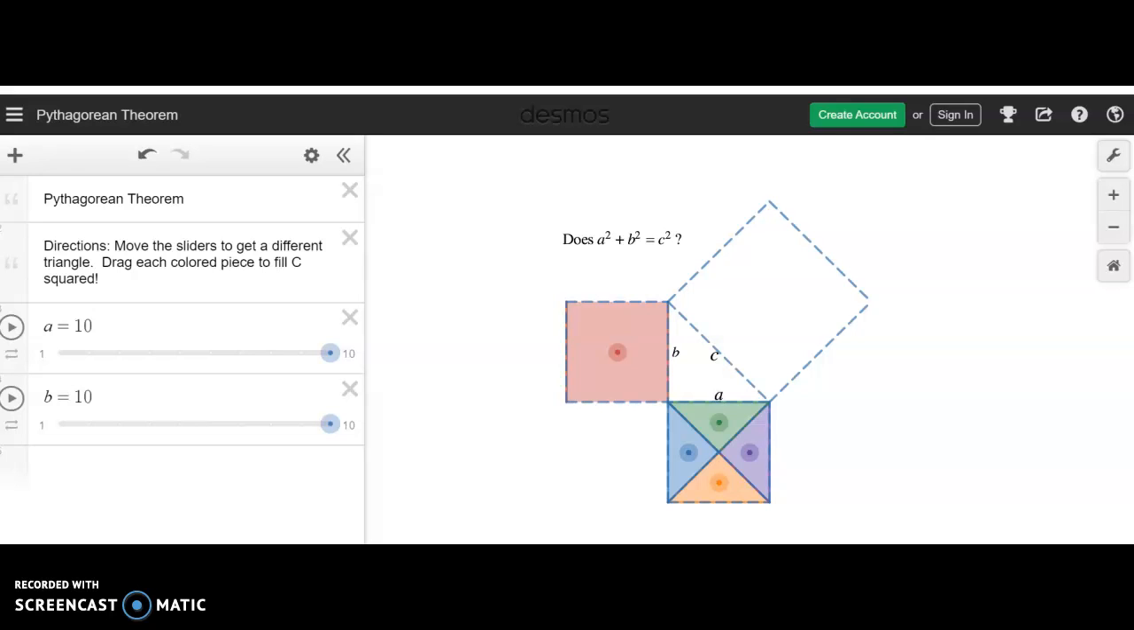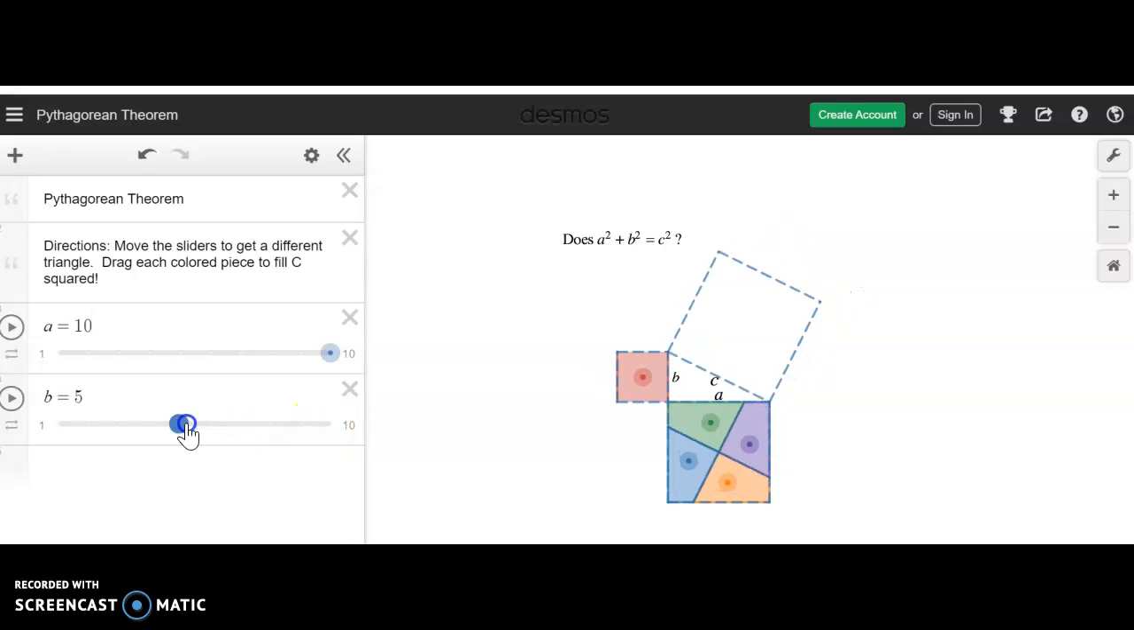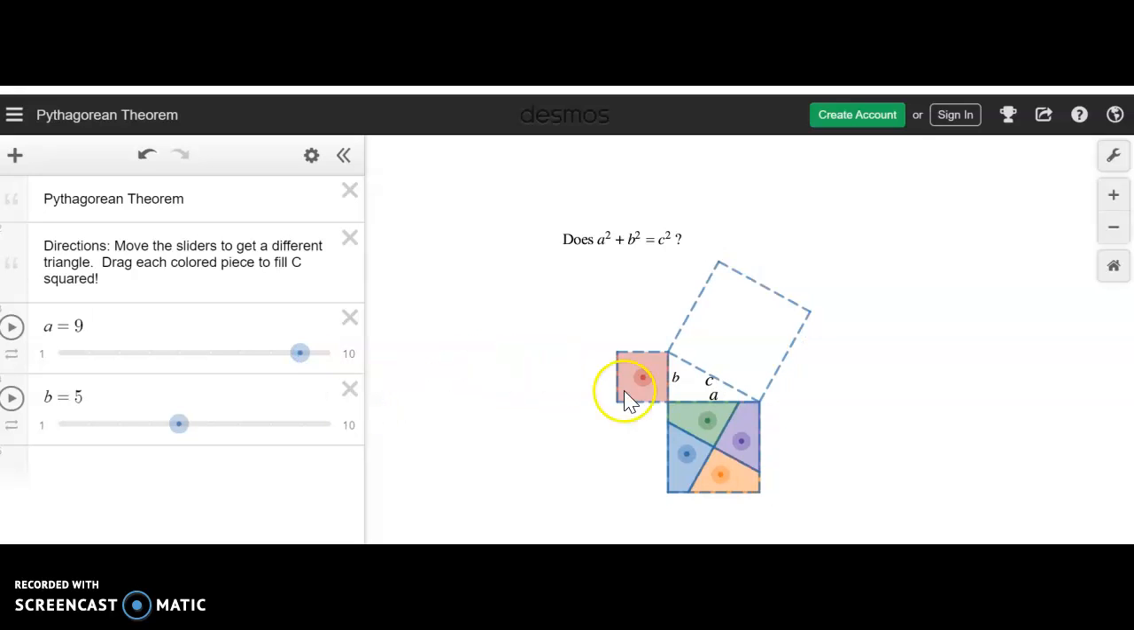Here's the example of the area proof of the Pythagorean theorem. So as we've looked at in class, the areas of the two smaller squares always equal the area of the largest square when you have a right triangle. So I can adjust these sliders here. Let's say B is 5 and A is 9.